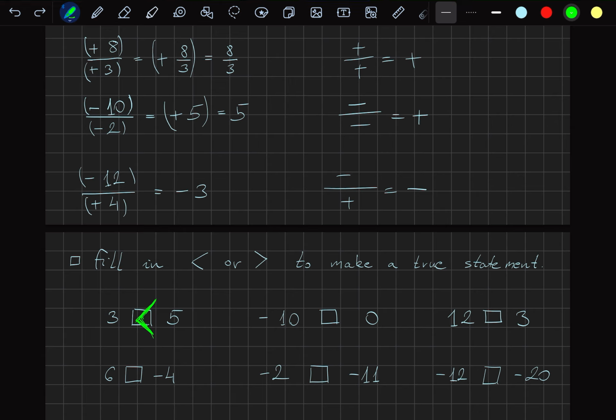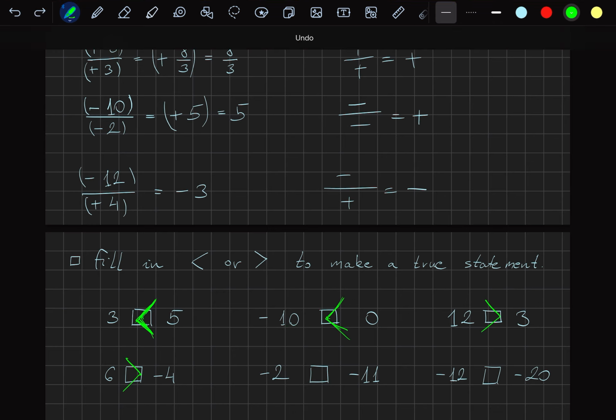Okay, minus 10 is less than 0, so 0 is bigger than minus 10. So this little sign wants to eat the 0. 12 is bigger than 3. 6 is bigger than minus 4, because it's a negative number, and a positive number will every time be bigger than a negative number. Here also it's a negative. And okay, the 0 is not negative or positive, but it's bigger than minus 10.